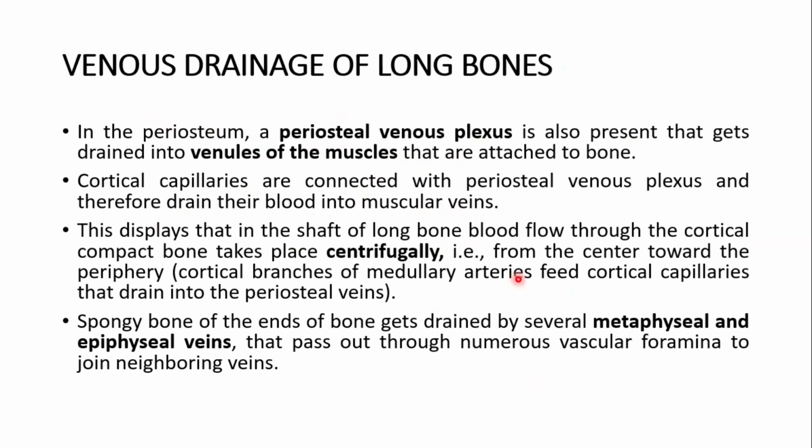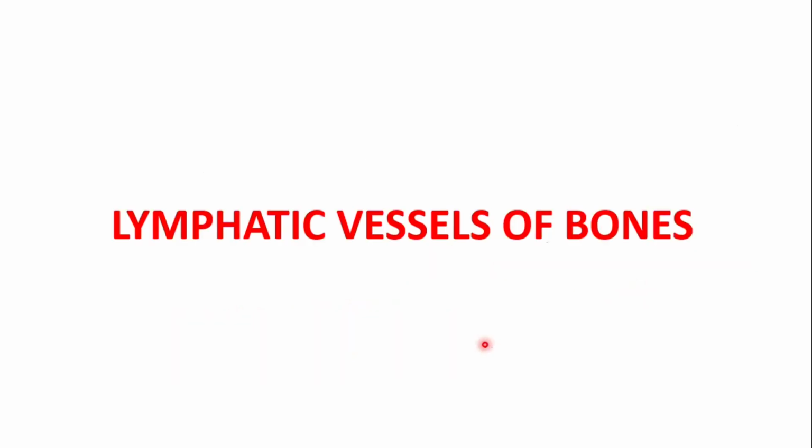This displays that in the shaft of the long bone, blood flow through the cortical compact bone takes place centrifugally, that is, from the center toward the periphery. Cortical branches of the medullary arteries feed cortical capillaries that drain into the periosteal veins. Spongy bone of the ends of the bone gets drained by the several metaphyseal and epiphyseal veins that pass out through numerous vascular foramina to join neighboring veins.